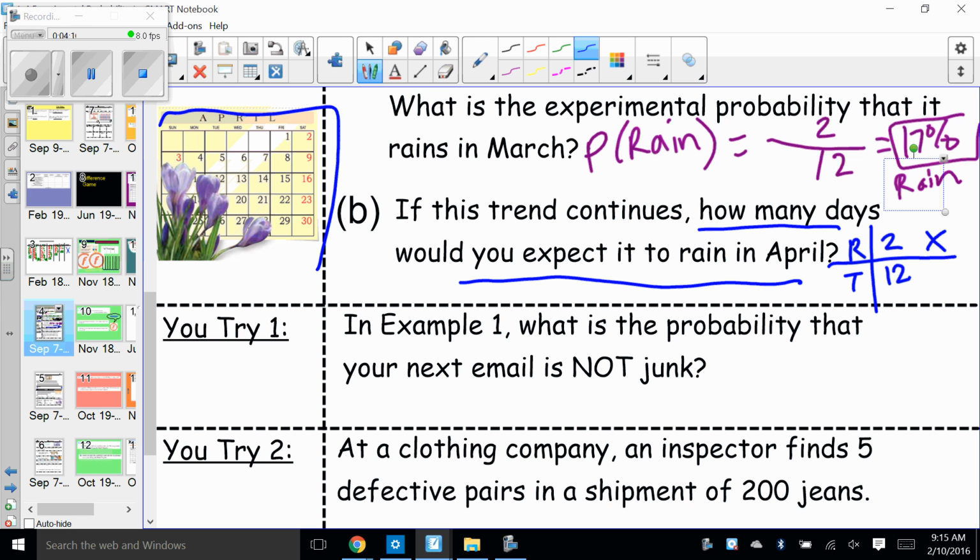Looking at the calendar over here, April has 30 days in it. So we're saying, well, how many days would you expect it to rain out of 30? Cross products solve. T-table, good old stuff that you're so good at. Go ahead and T-table this, cross products solve.